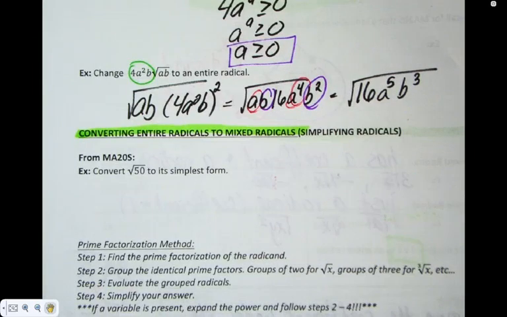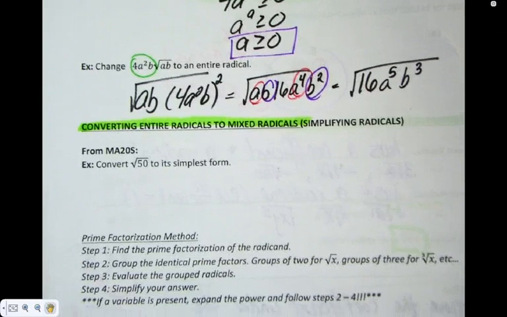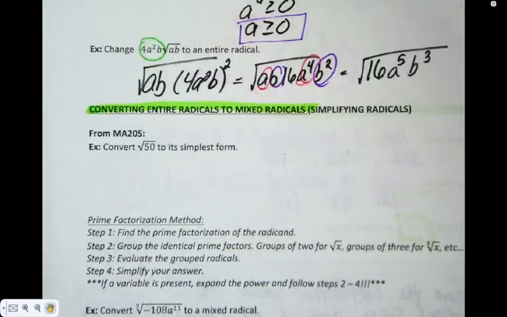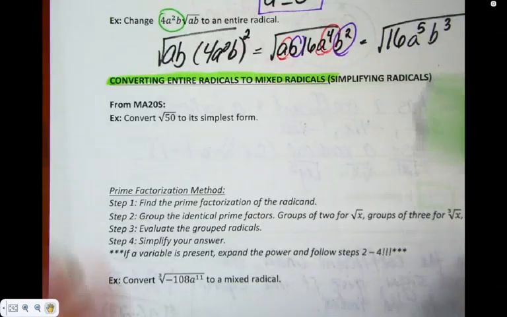There's converting a radical to an entire radical. Ready to go backwards? Not so much. You can do it. Backwards is easier. So this is called simplifying radicals.